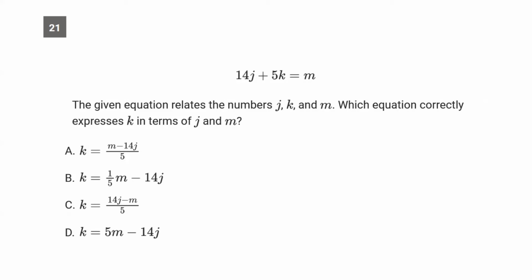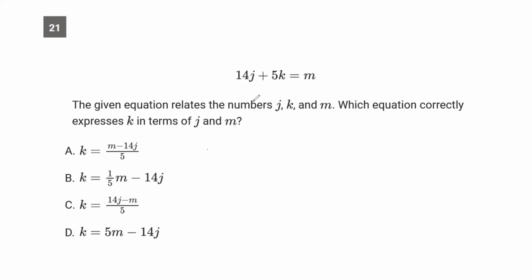The given equation relates the numbers j, k, and m. Which equation correctly expresses k in terms of j and m? Okay. This is something sometimes you have to do in physics a lot, where you have a complicated equation with many constants and variables, and you have to solve for one in terms of the others. But you can do it here too.